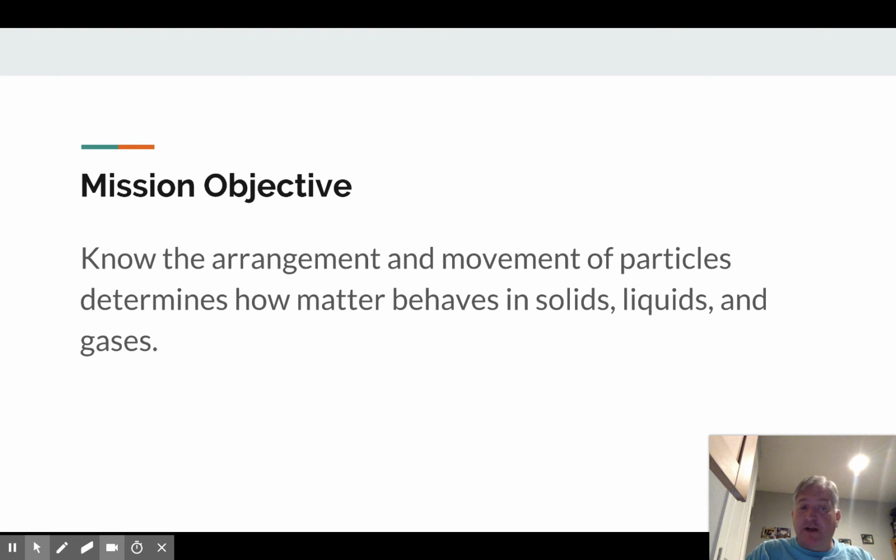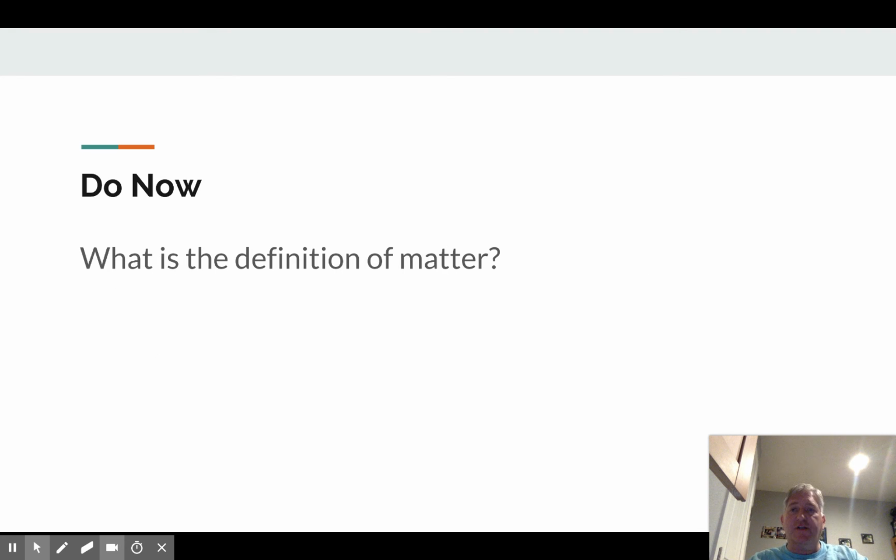Our mission objective today is to know that the arrangement and movement of particles determines how matter behaves in solids, liquids, and gases. That is our mission objective and our learning target. All right, what we had to do today was the definition of matter, and we've covered that.